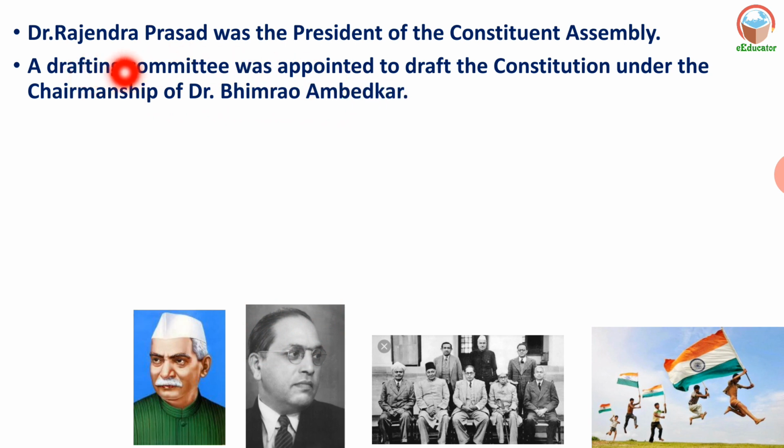Remember both the names. Who was the president of the Constituent Assembly? That was Dr. Rajendra Prasad. Who was the chairman of the drafting committee? The answer is Dr. Bhimrao Ambedkar, chairman of the drafting committee, and Dr. Rajendra Prasad, president of the Constituent Assembly.